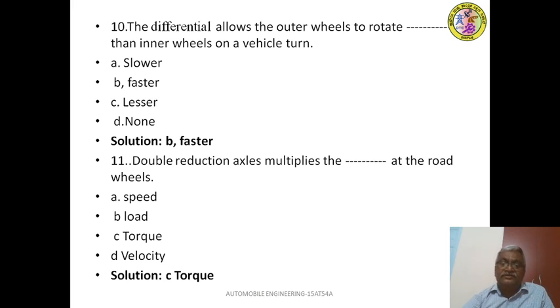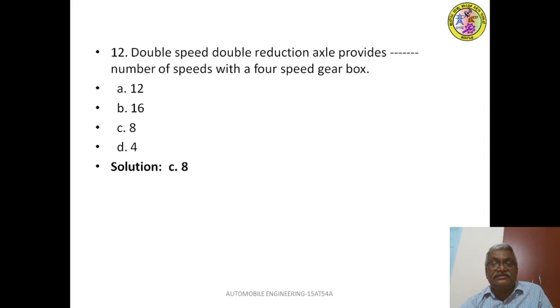Next, the 11th one: double reduction axles multiply the torque. Double reduction means gear reduction. When the gear reduction takes place, naturally torque will be increased at the road wheels. Next, double speed double reduction axles provide dash number of speeds with a 4-speed gearbox. Then it provides 4 into 2, that is 8 speeds.